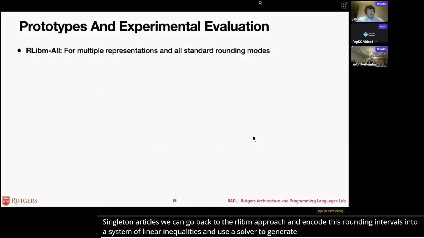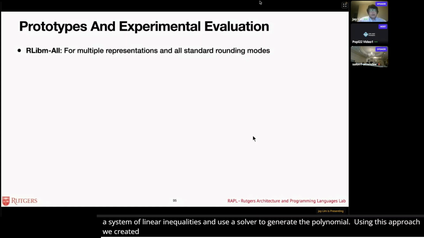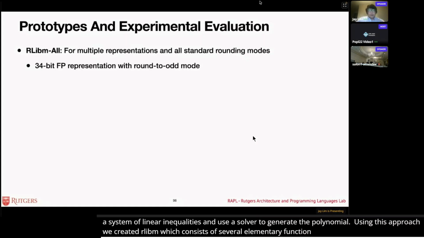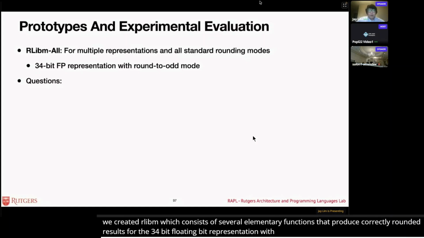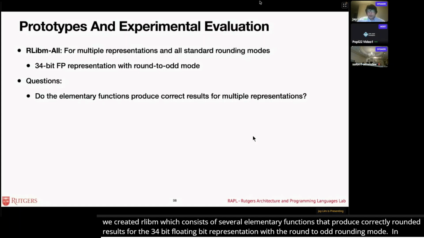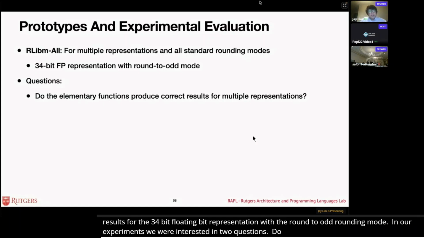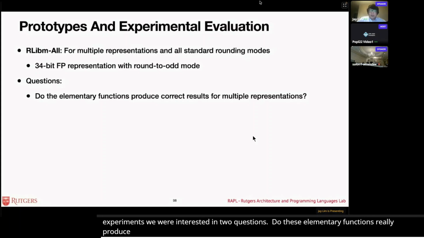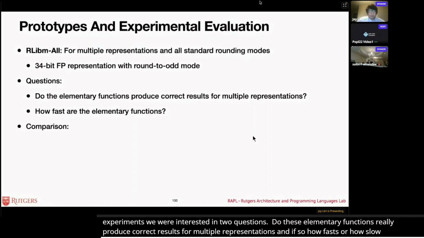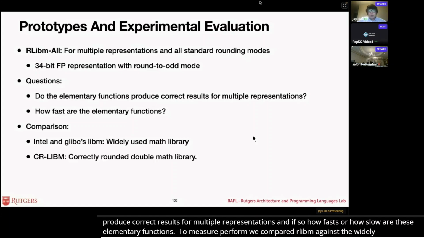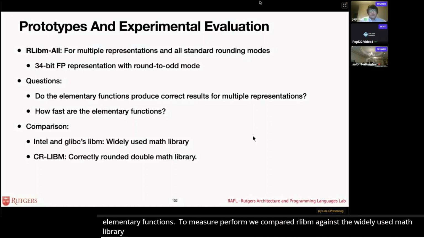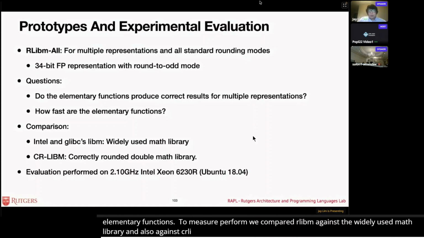Using this approach, we created RLibMall, which consists of several elementary functions that produce correctly rounded results for the 34-bit floating point representation with the round to odd rounding mode. In our experiments, we're interested in two questions. Do these elementary functions really produce correct results for multiple representations? And if so, how fast or how slow are these elementary functions? To measure performance, we compared RLibMall against Intel and glibc math library, which are the two most widely used math libraries, and also against crlibm, which is a correctly rounded math library for the double representation.